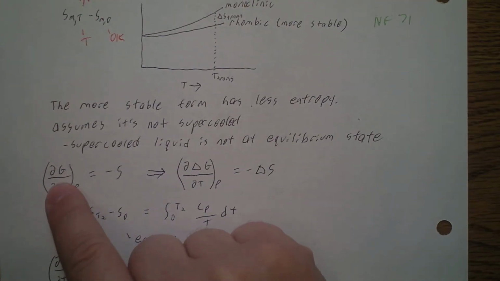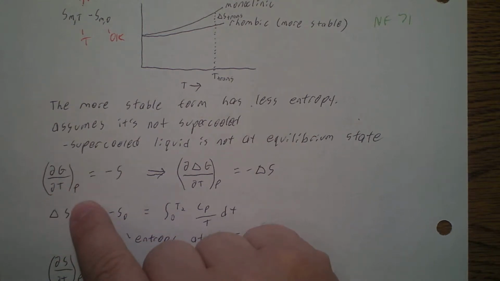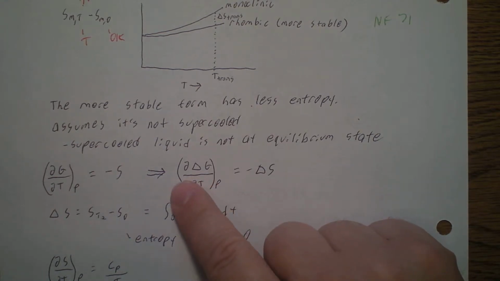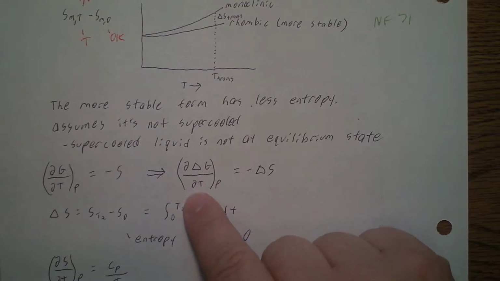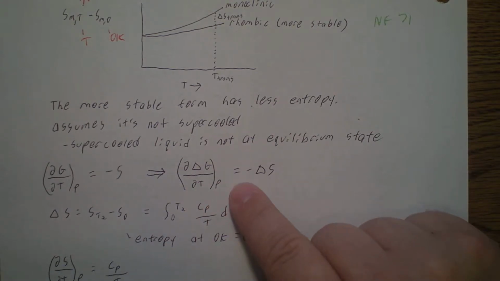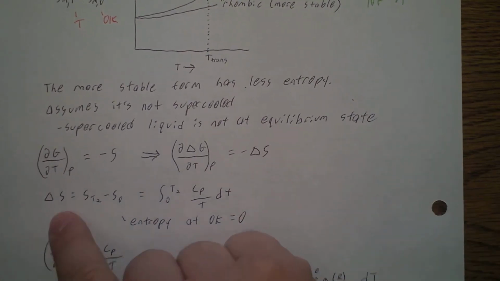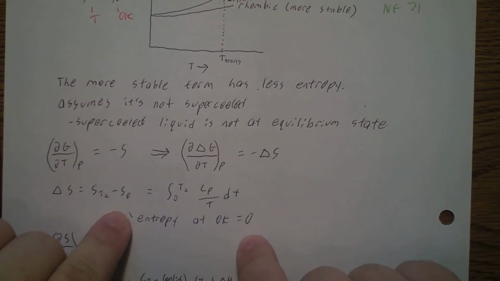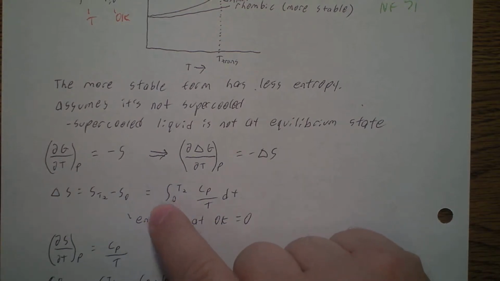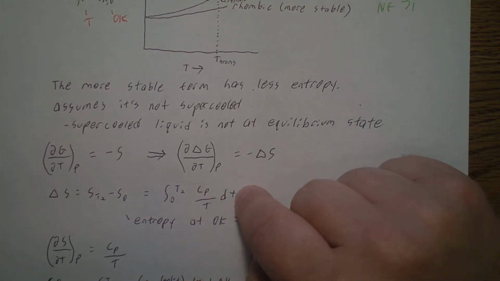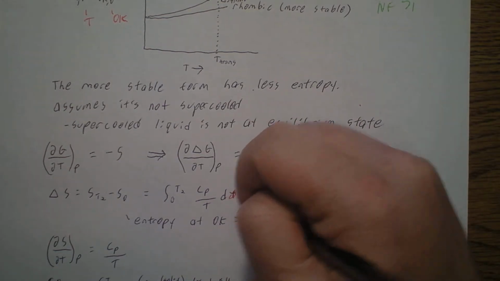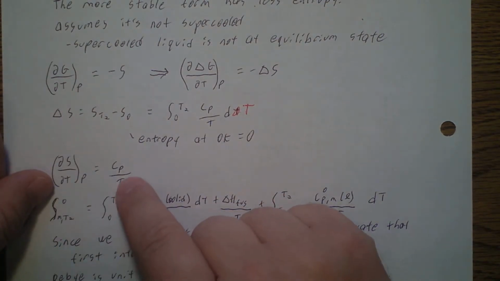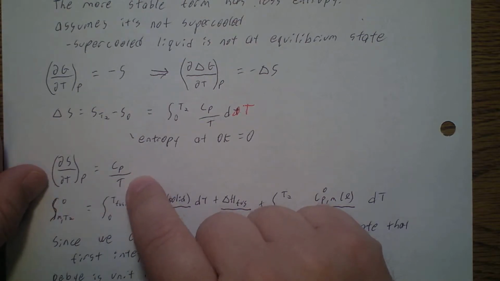Now remember, we showed before how the partial derivative of the Gibbs free energy with respect to temperature at constant pressure is equal to minus the entropy. Therefore, we can also say that the partial derivative of the change in Gibbs free energy with respect to temperature, holding pressure constant, is equal to the negative of the change in entropy. Now, the change in entropy is just going to be the entropy at T2 minus the entropy at 0. This is the entropy at 0 Kelvin. That's what the 0 means. So we have the integral from 0 to T2 of Cp over T dT. That's supposed to be capital T. It's kind of ugly. All right, so we have the partial derivative of entropy with respect to temperature holding pressure constant, and that's equal to Cp over T.